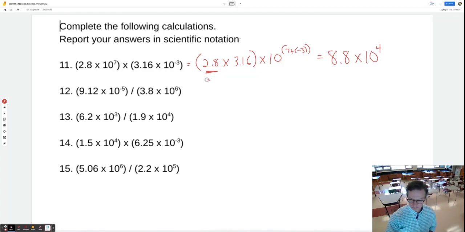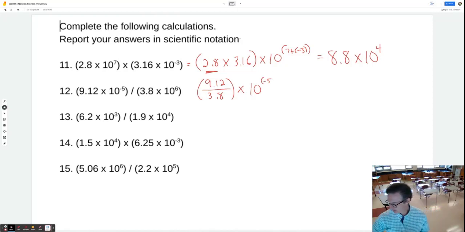Here we have division, so I'm going to do 9.12 divided by 3.8 times 10 to the -5th, that's the first exponent, minus 6.